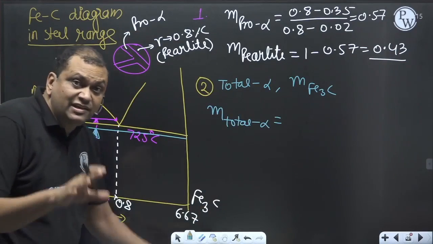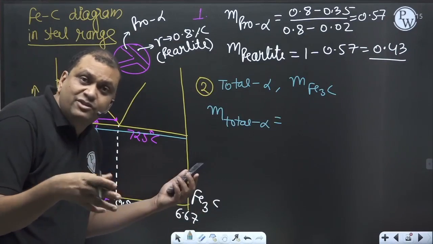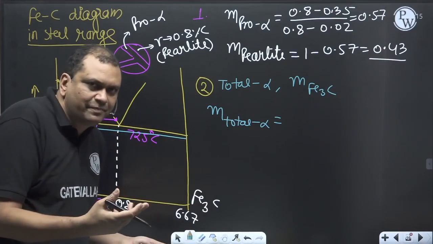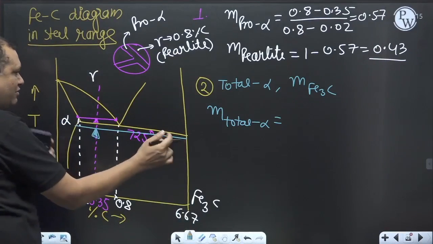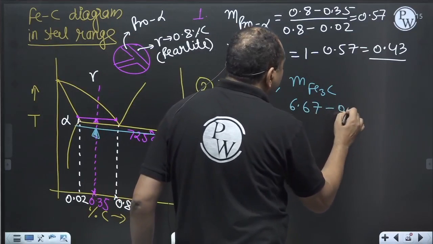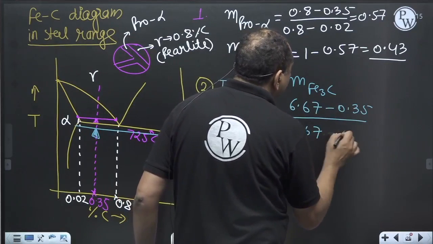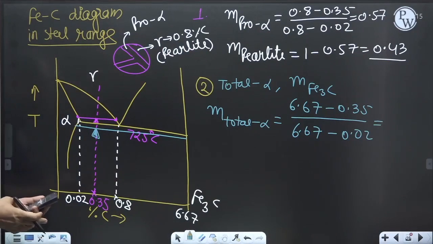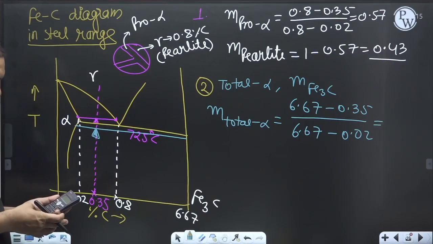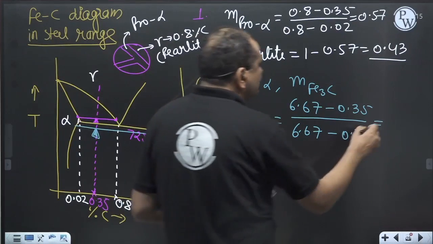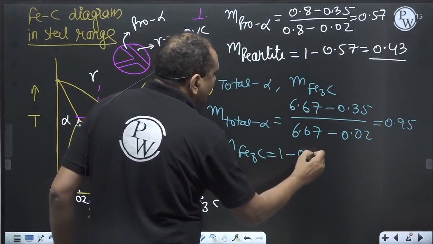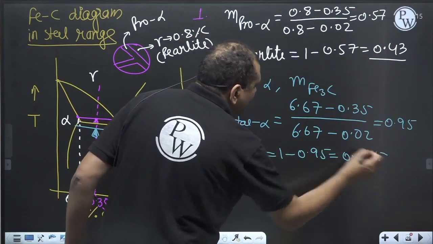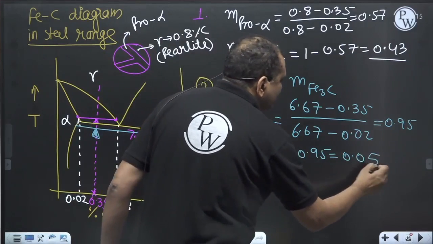because here in the Abhyas batch we are just discussing questions, we are not discussing too many. Through the questions we are trying to relate some fundamentals, but theory we are assuming that you have covered all the theory. So alpha is on this side, take the opposite side, this divided by the whole thing, meaning 6.67 minus 0.35 divided by 6.67 minus 0.02. So 6.67 minus 0.35 divided by 6.65, so 0.95. And the mass fraction of cementite will be 1 minus 0.95, means 0.05.